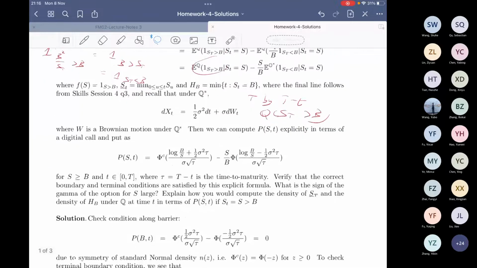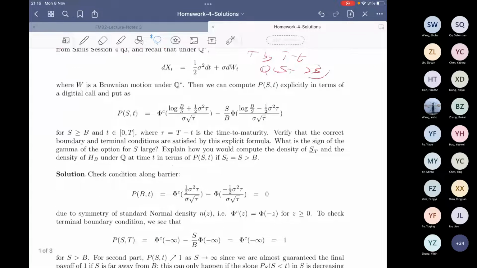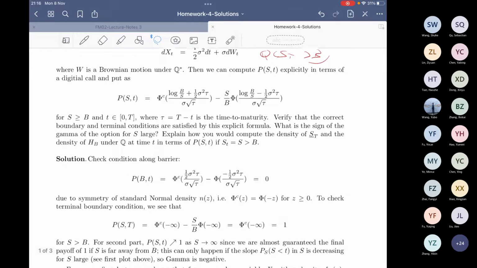So I forgot this is written. I've written this as part of the question rather than as part of the answer, but you can consider that this is part of the question. Maybe I should rewrite it because this is from last year from another course. It says: verify that the correct boundary and terminal conditions are satisfied by this explicit formula. And then there's some other stuff that we'll get to.